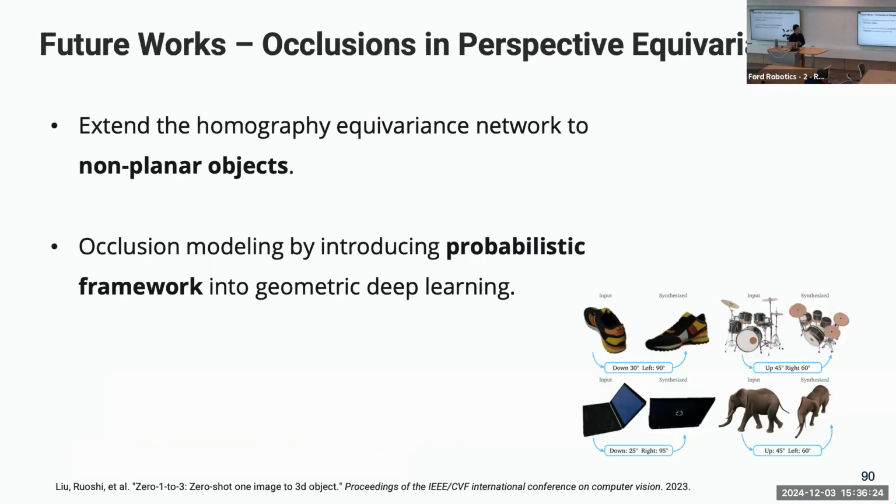Future works. One of the future works that I'm interested in is to extend the homography equivariant network to non-planar objects. Like I said earlier, the current network that we developed can only work with planar objects in the world. But to model non-planar objects, we need to deal with the occlusion that arises due to the 3D shape of the object. So I'm interested in looking into how we can bring a probabilistic framework into a group convolution or geometric deep learning framework.